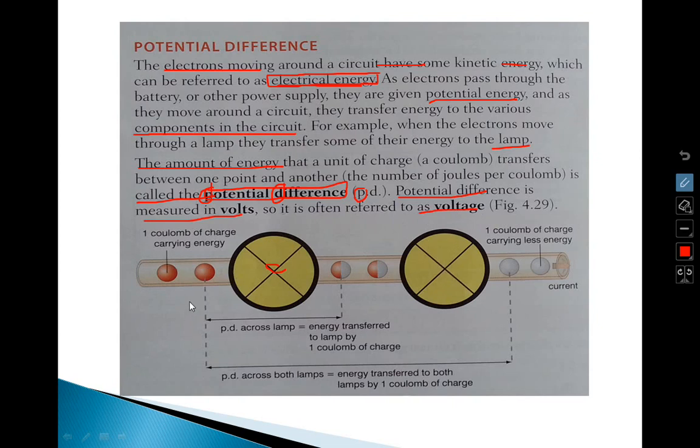So we have one coulomb of charge, for example, carrying energy in this one, and another one is here. So the PD across a lamp, from this point up to this point, is equal to the energy transferred to the lamp by one coulomb of charge.